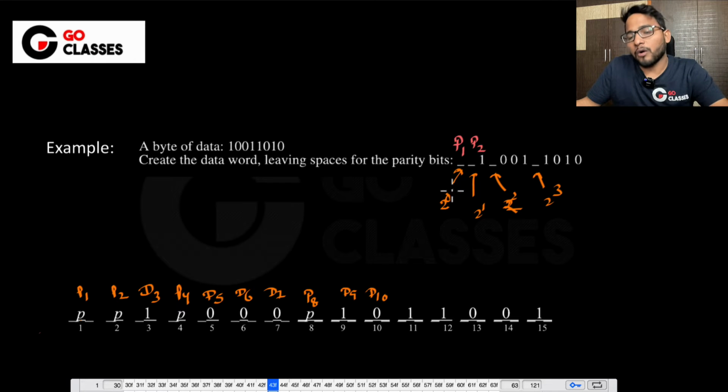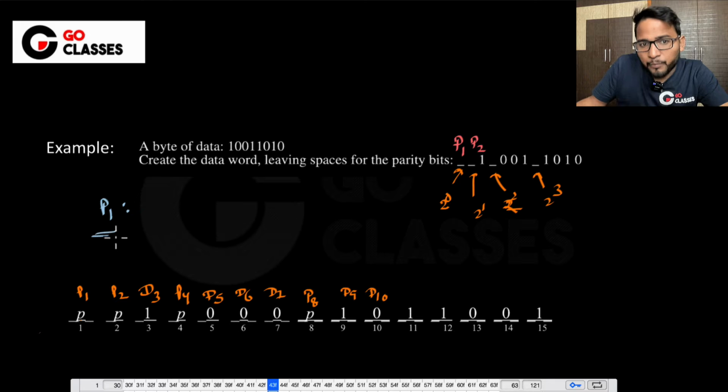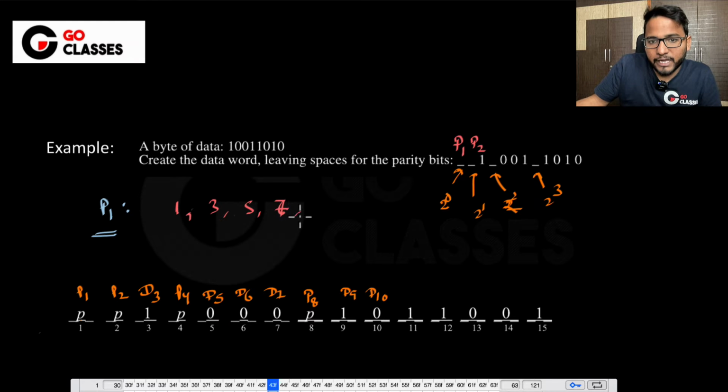Okay, now how to calculate these parity bits? Suppose I want to calculate this P1. Now P1 will be dependent on P1 itself. What do I mean by that? I will come to this. So for P1, you take one and leave one, which means you go to D3, leave P2. If I just write the position number, then you write 1, then 3, then 5, then 7, then 9, like that, right?